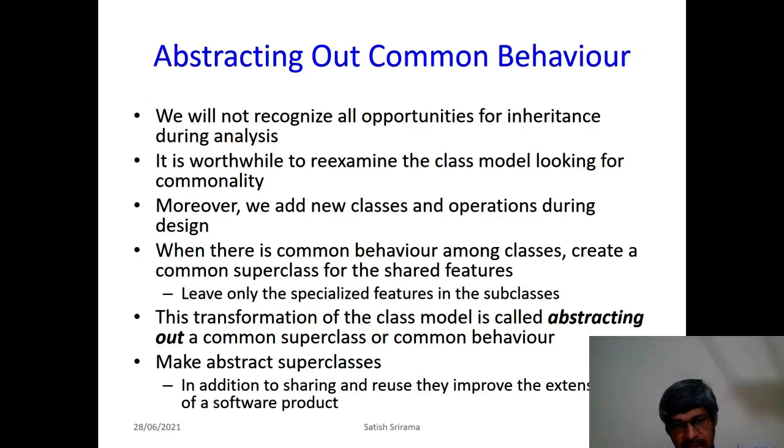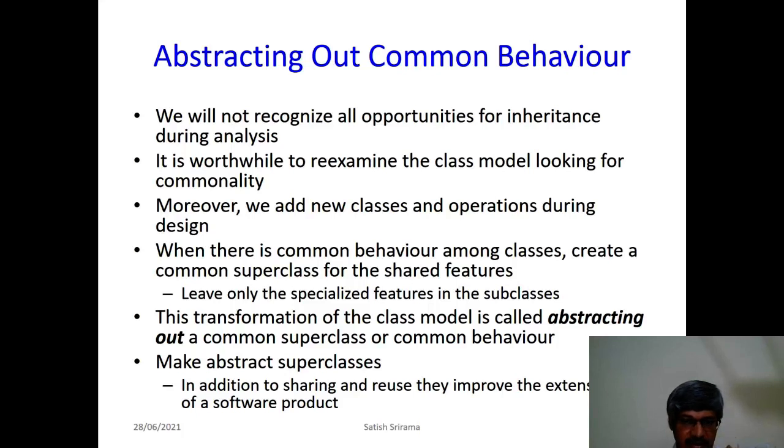Of course, when there is a common behavior among the classes, create a superclass. Create a common superclass for the shared features, and leave only the specialized features in the subclasses. This is how you should have this sort of generalization of inheritance, which we have been discussing throughout this course actually. This transformation of the class model is called abstracting out a common superclass, or common behavior.